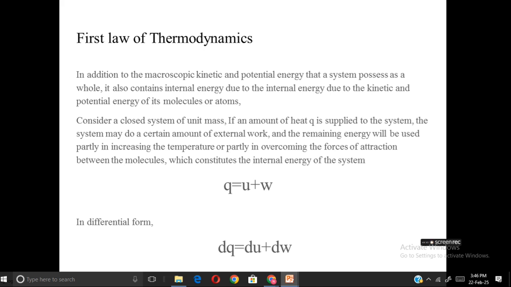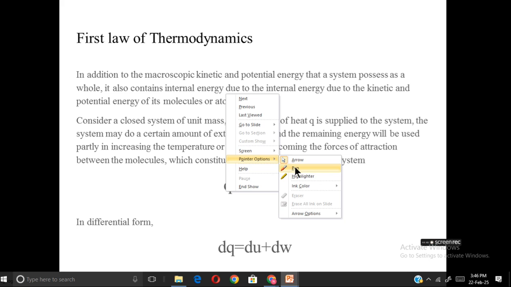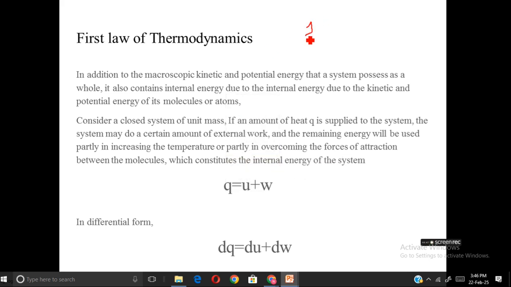If an amount of, I'll just, before going to that, internal energy.